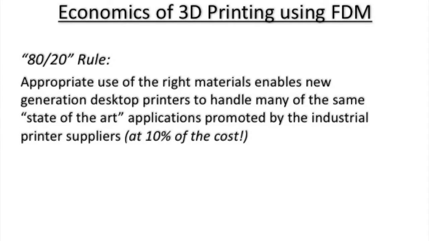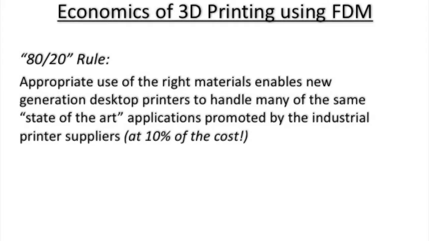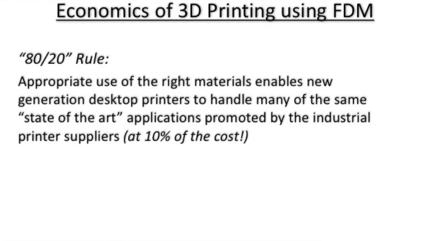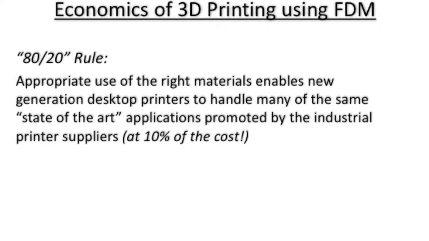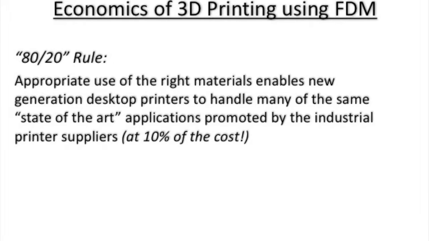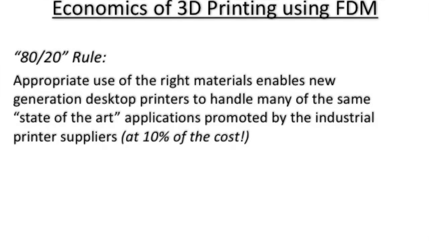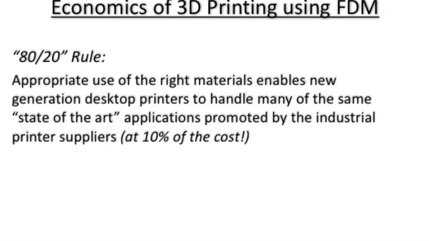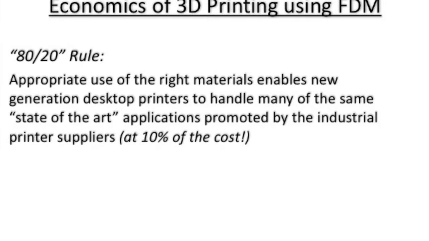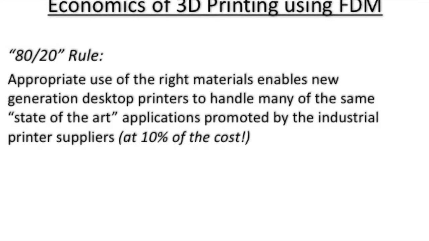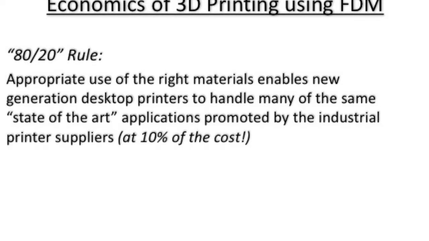So given the context of discussing 3D printing, 3D technology, and its purpose, I'm going to provide a comparative analysis regarding the economics of 3D printing and how it works in the big scheme of things, especially when we use FDM. There's an 80-20 rule that talks about the approximate use of the right material that will ideally enable a new generation of desktop printers to handle many of the same state-of-the-art applications that industry did years ago. And it provides a tremendous decrease in cost.